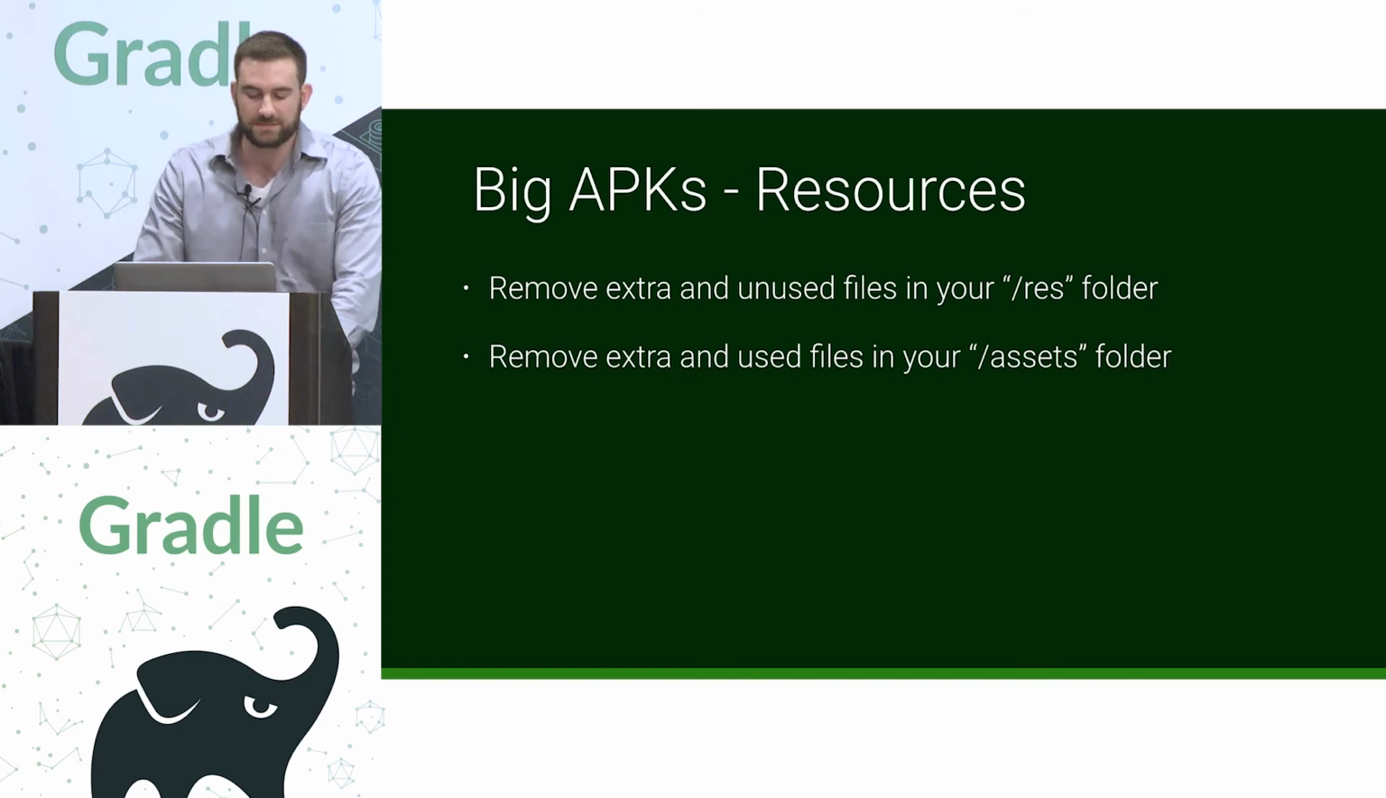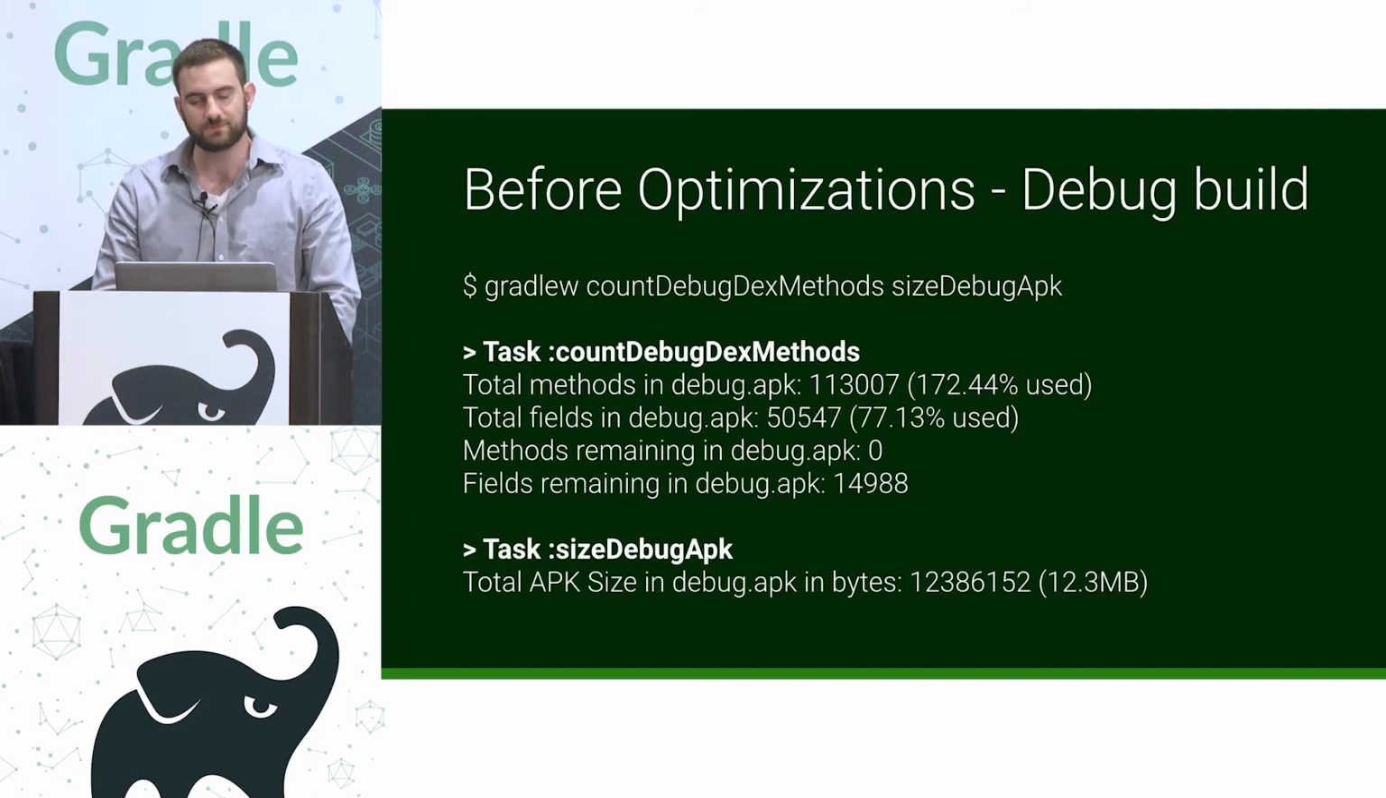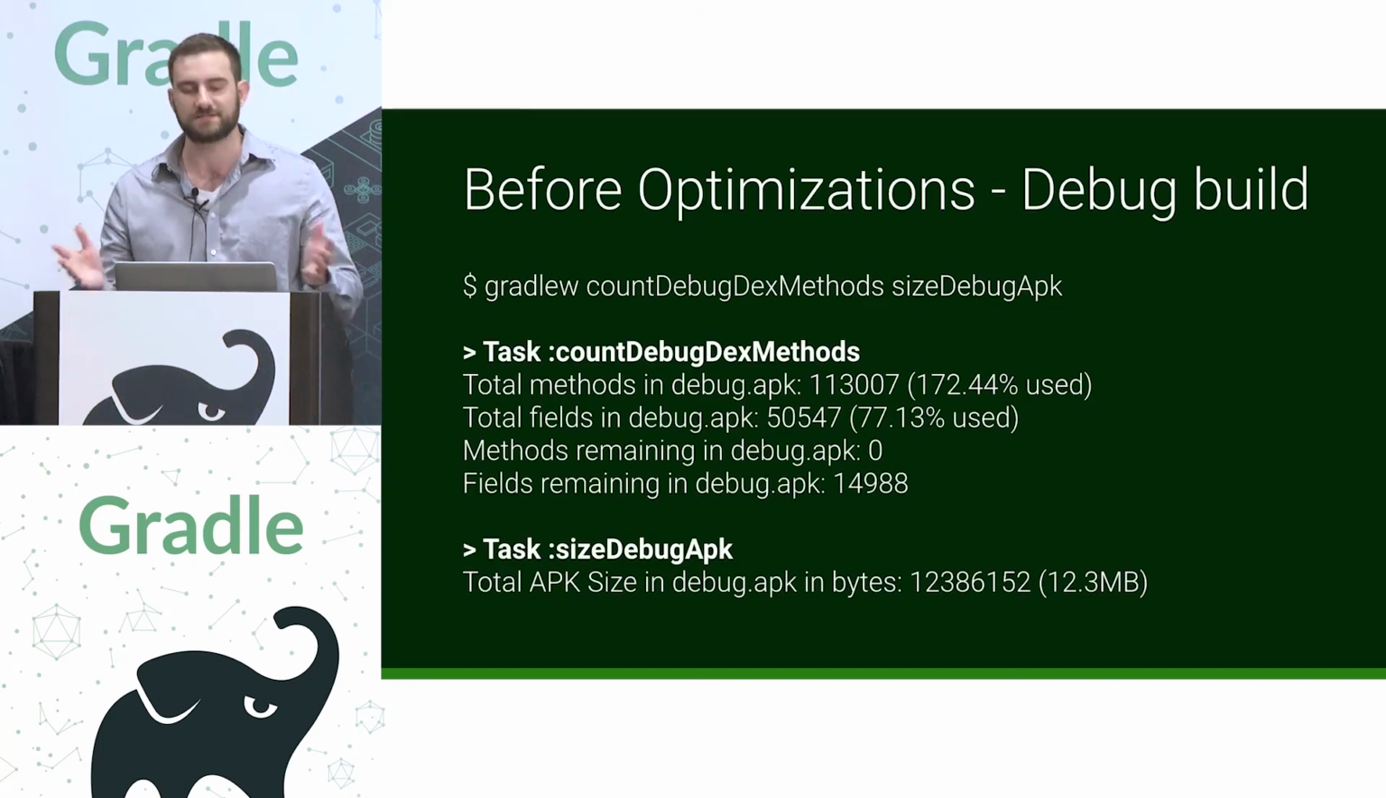So resources. This is pretty simple. We want to trim down everything in the res folder and the assets folder, and we'll get into that in a little bit. The res folder contains our layouts, PNGs, string files, and then, like I said before, assets contain the raw media, fonts. I just want to show some people some metrics before we actually get into this.